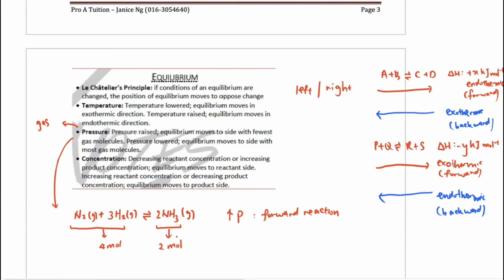So how does it oppose the change? When the forward reaction happens, from 4 mole of this and this, it becomes 2 mole of this. The mole decreases. Mole decreases, then pressure will decrease. That is how the change is opposed. You increase the pressure, then the forward reaction happens, the number of moles decreases, then the pressure will drop, which opposes the change. Okay, so pressure lowered, equilibrium moves to the side with more gas molecules. That means if you lower the pressure, then they go backwards. The mole increases, then the pressure will increase. That opposes the change.